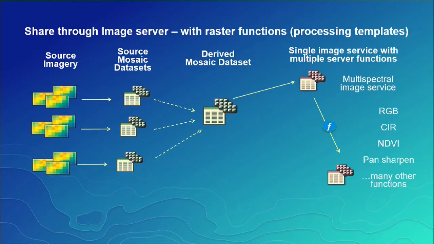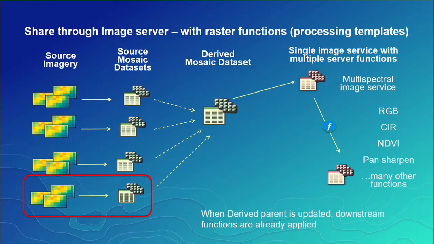Once we've managed that data in a central collection, we can then use image server to share imagery out. And in the case of multispectral imagery, this is just one example, you can attach server functions to give pan sharpened imagery, natural color, color infrared, functions like NDVI, that's all done on the fly. Unless you're moving to raster analytics, which I'll come back around to toward the end of this.